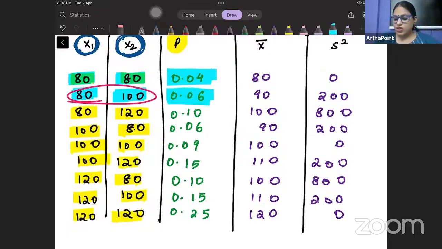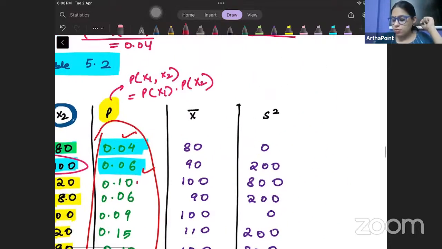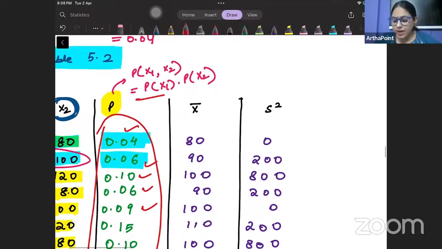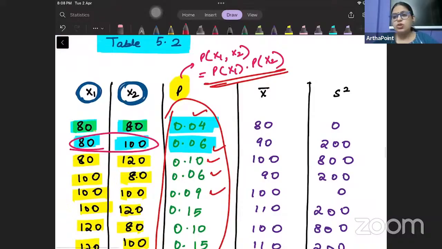Now, in similar fashion, I have filled this entire column. ये पूरा का पूरा column is filled on that basis that you are picking up the probability of the first one into the probability of the second one, and that is giving you the joint probability, and I am able to multiply individual probabilities because these are independent events. So क्योंकि independent events हैं, I have been able to multiply them together.